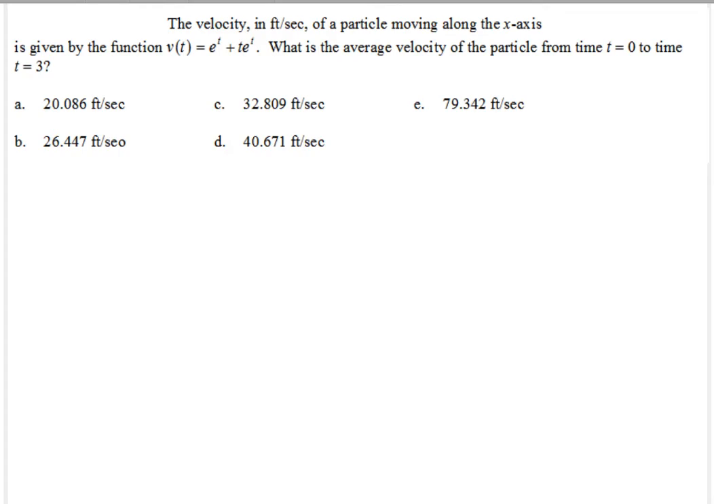The velocity in feet per second of a particle moving along the x-axis is given by the function v of t is equal to e to the t plus t e to the t. What is the average velocity of the particle from time t is equal to 0 to time t is equal to 3? So we have 5 answer choices in this type of question, and we need to determine which one of them is right.